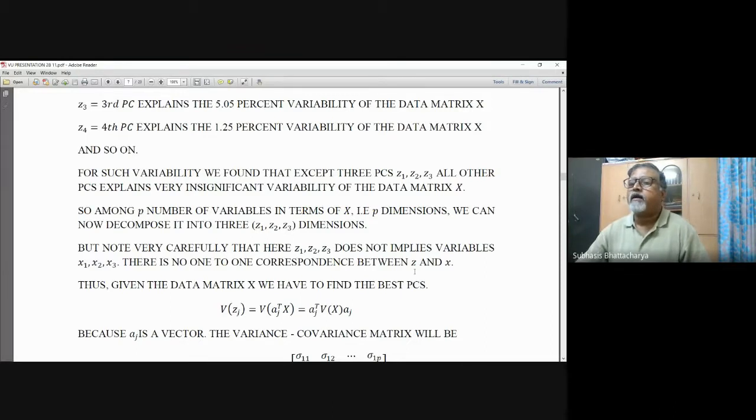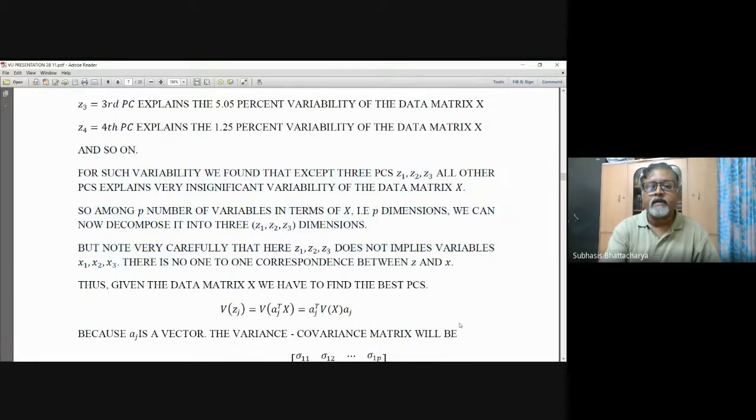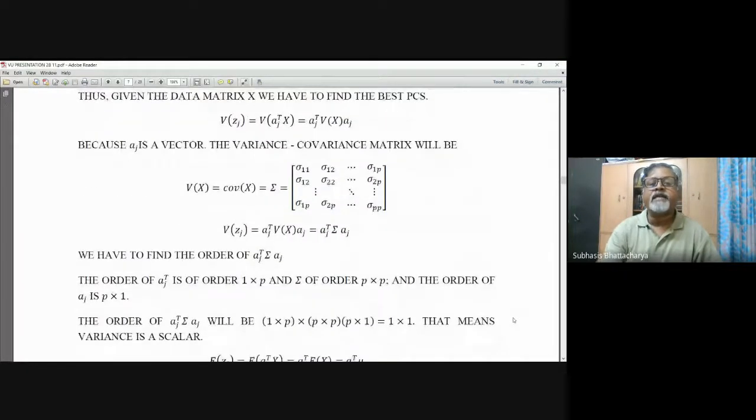Which are the best PCs is identified by the variance, that is, the variance of Zj. If the jth principal component is the best, then we have to calculate that variance. Now what is the value? Z is nothing but A transpose X. That means Zj is Aj transpose X, and the variance of Aj transpose X can be written as Aj transpose variance of X, Aj.